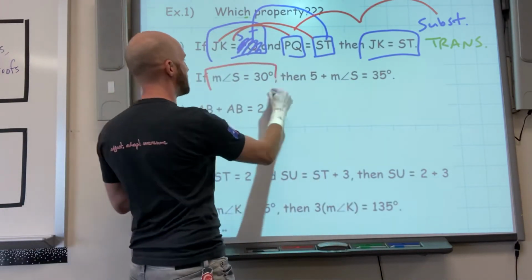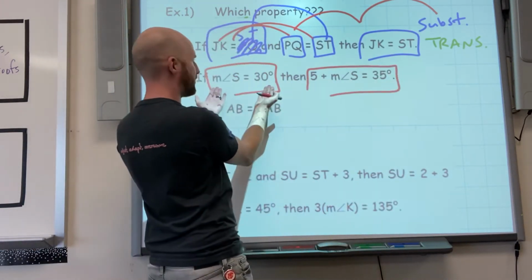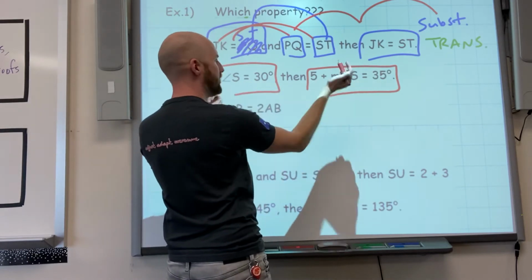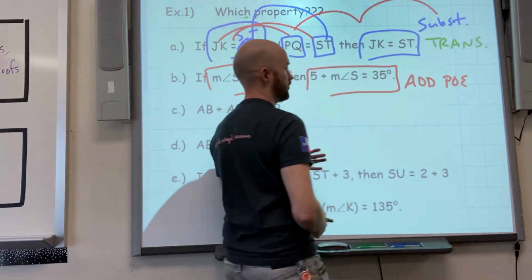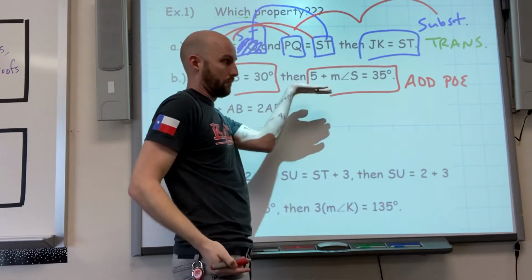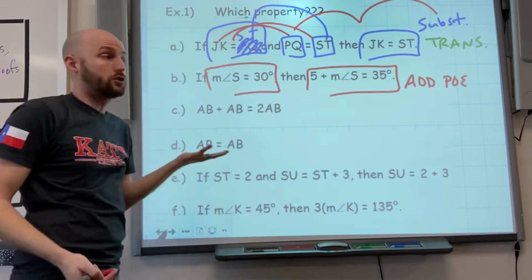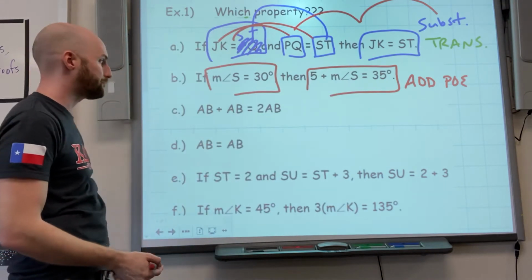When I look at this statement and then I look at what happened, it looks like this went +5, that has a +5. Reading this direction, this was an add POE. Like, it was not a helpful step, they just made it look uglier, but they added 5 to both sides. They're allowed to do that based off the addition property of equality.